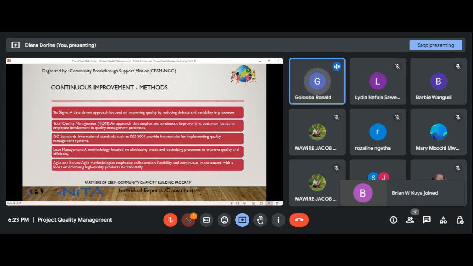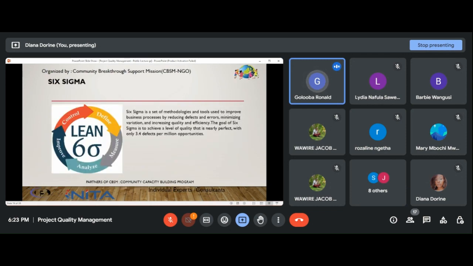Okay, so let's move on to the next slide where we're going to look at Six Sigma. Six Sigma is a set of methodologies and tools used to improve business processes by reducing defects and errors, minimizing variations, and increasing quality and efficiency. The goal of Six Sigma is to achieve a level of quality that is nearly perfect, with only 3.4 defects per million opportunities. This uses a structured approach called define, measure, analyze, improve, and control, one of the most frequently used approaches under Six Sigma.